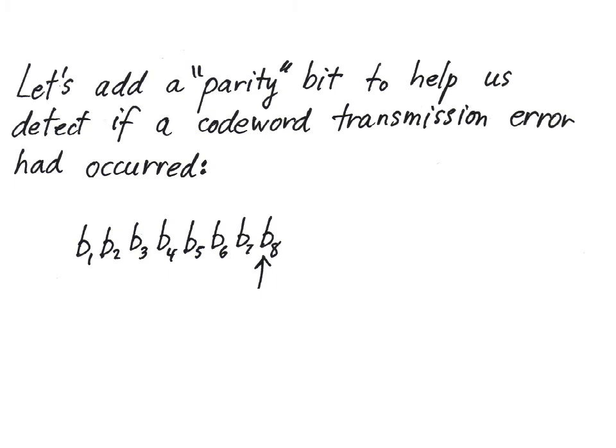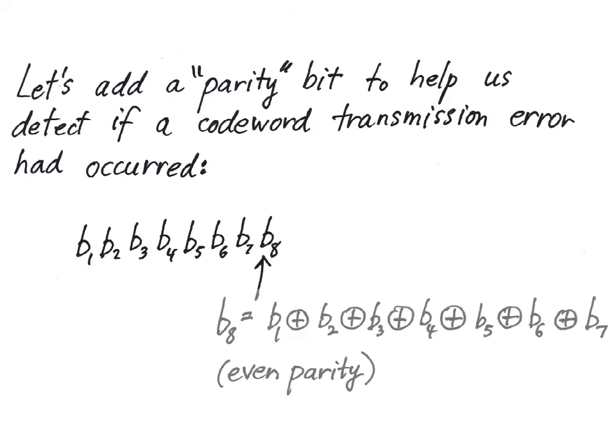By adding a parity bit, this one with the arrow pointing to it, B8, we can now detect if a transmission error has occurred. Here's how that works. B8 is a function of the other bits. It is the exclusive OR. Another way of looking at the exclusive OR operation here is to say it is the least significant bit of the sum in binary of bits B1 through B7.